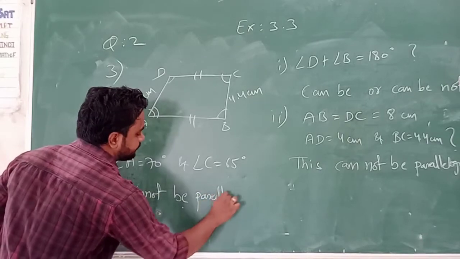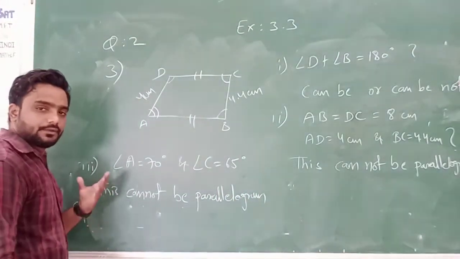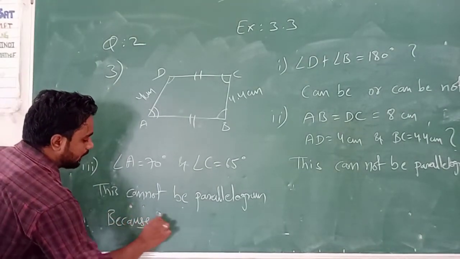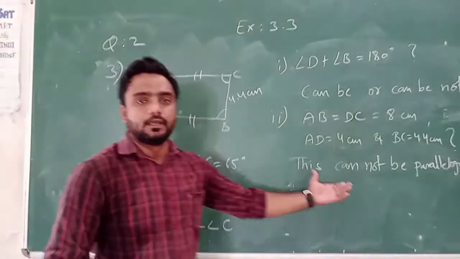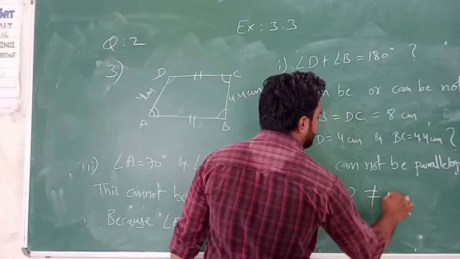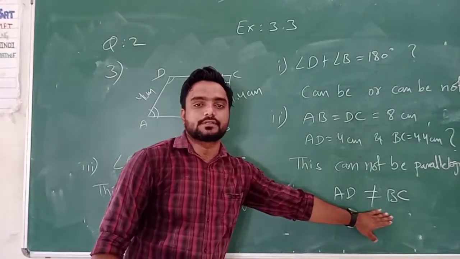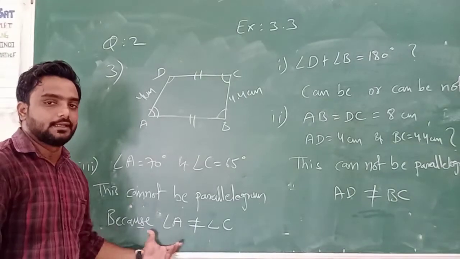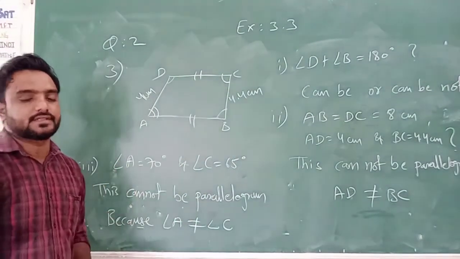parallelogram. Okay, you can write the reason also that because angle A is not equal to angle C. यहाँ भी आप reason लिख सकते हो that AD is not equal to BC. Understand or not? यहाँ ये आप reason लिख सकते हो because AD is not equal to BC, and you can write here the reason that opposite angles angle A and angle C are not equal. Understand or not? So this is the solution of the third question of exercise 3.3.